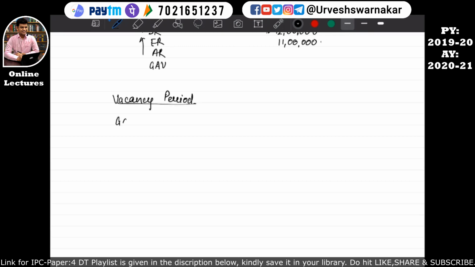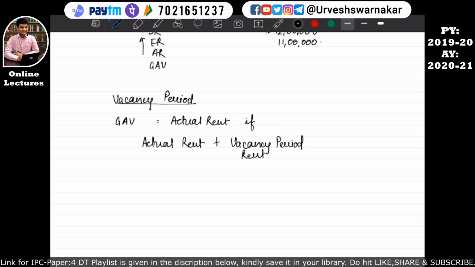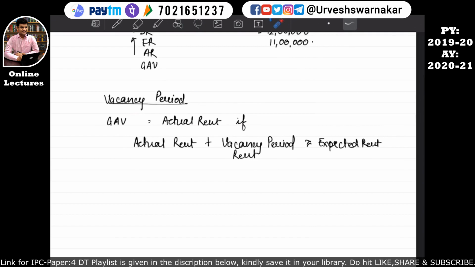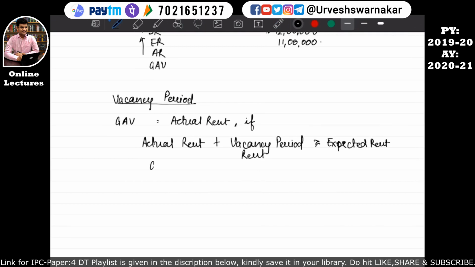What is the vacancy period formula? It says GAV will be equal to actual rent, if actual rent plus vacancy period rent is more than or equal to expected rent, then GAV will be equal to actual rent. I hope this is quite clear to you all. So we will see, actual rent was how much? 6 lakhs. Okay, and the vacancy period rent was also 6 lakhs.